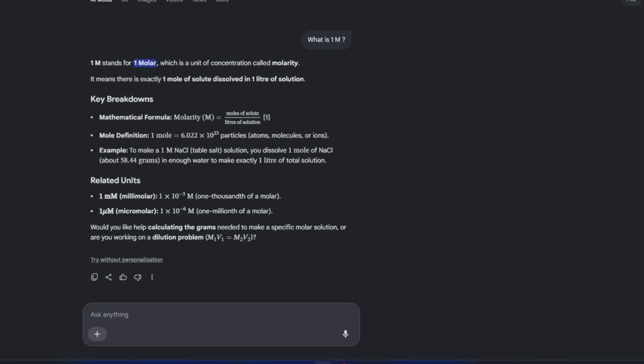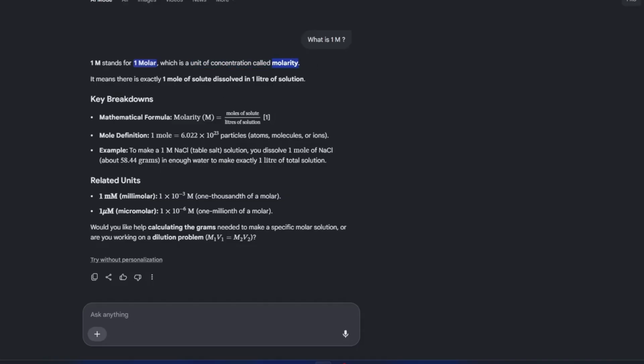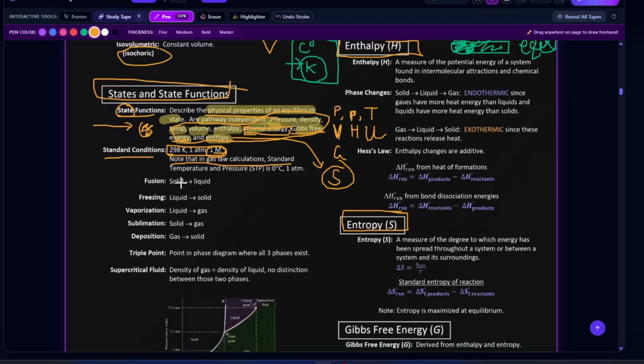Just to make it clear, 1 M stands for 1 molar, which is the concentration, molarity. We should know molarity from unit 3 on stoichiometry. And STP is actually mentioned here.